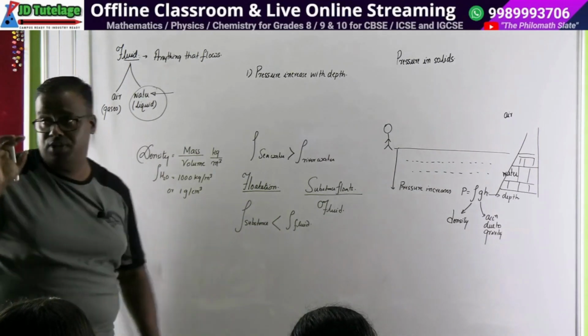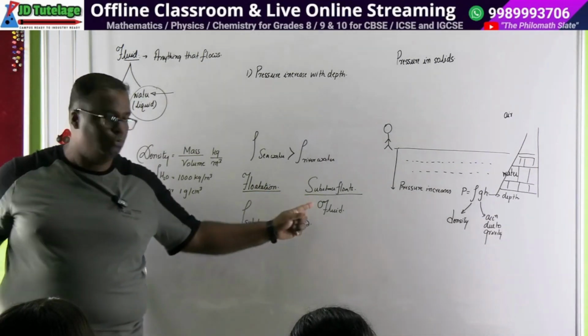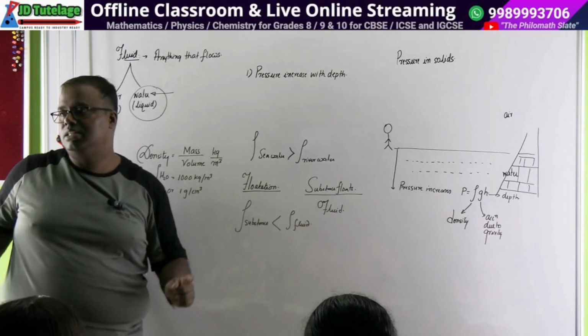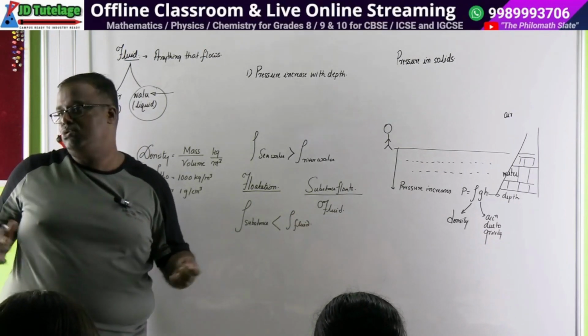Please understand, this is very important. If you want to float on something, your density has to be less than the density of the item on which you try to float.